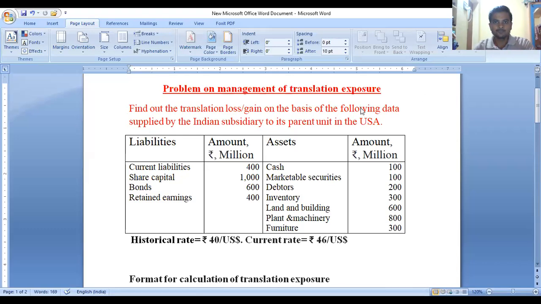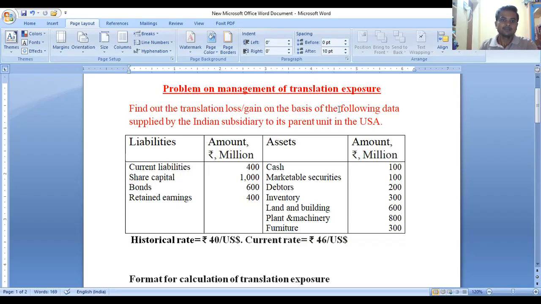Here there is a problem, belonging to translation exposure. With the help of the four methods, we are going to manage translation exposures for reporting in the annual report. The report should be consolidated by the parent company, based on what is submitted by the subsidiary companies. Okay, let's look at the problem and management of translation exposures.